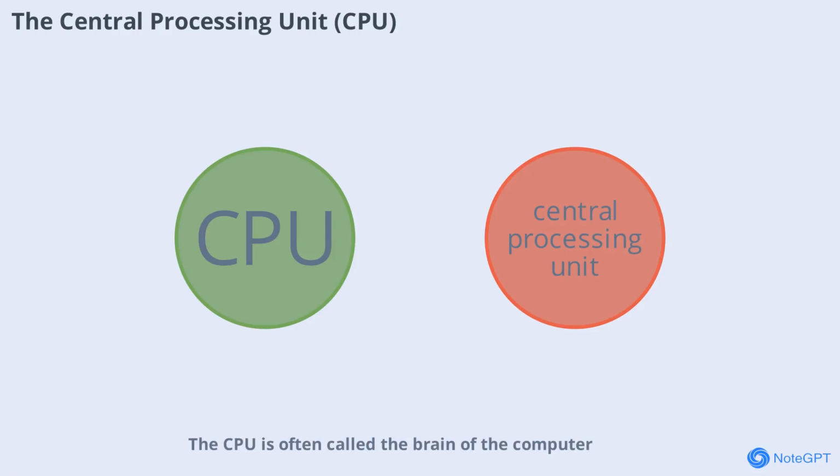The CPU is often called the brain of the computer. It's responsible for executing instructions, performing calculations, and managing data flow throughout the system. Modern CPUs are incredibly complex, with multiple cores that allow them to handle many tasks at once. Understanding how the CPU works is key to understanding computer architecture as a whole.